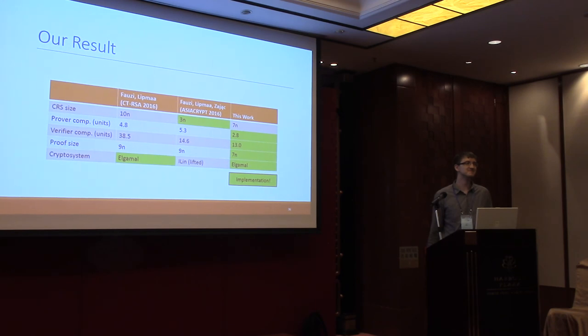You mentioned this as an alternative to different shuffle arguments. I was wondering what your opinion is in terms of security. You were basing this on the generic group model; compare that to, say, ElGamal shuffles in the random oracle model or something like that. Which one would you choose?